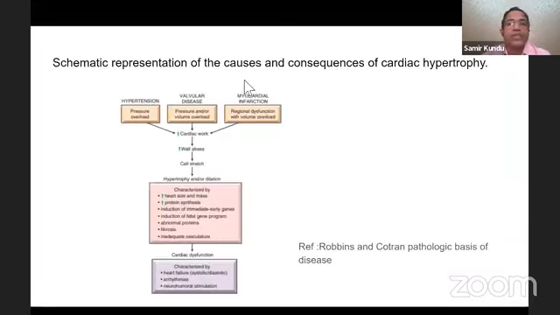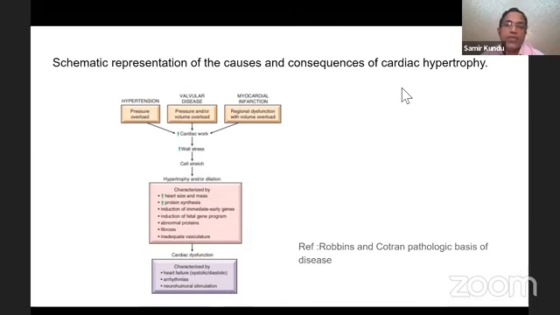So, a schematic presentation of the causes and consequences of cardiac hypertrophy. Cardiac hypertrophy occurs with increased mechanical work of either ventricle. It may be pressure overload, volume overload, or trophic signals due to activation of beta-adrenergic receptors. In case of pressure overload, the hypertrophy occurs.